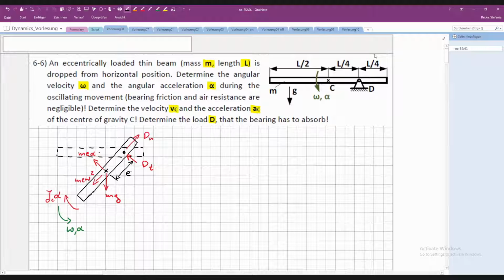Professor, I have a question. Yes. This JC alpha is for the general motion, right? Rotational motion. Yes. So doesn't it include all the points on the body? Why do we have to take separate inertial forces for the center of gravity?